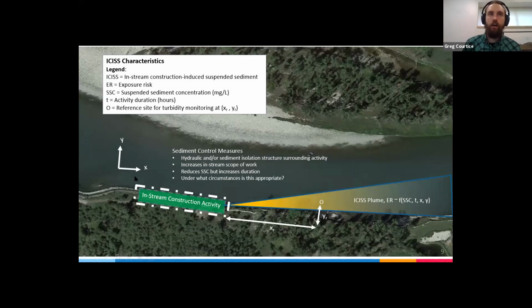So we have a footprint here that activities are taking place in, that releases sediment, and the exposure risk from that plume is going to be a function of the concentration, the duration, and the location that we're interested in evaluating that risk. So we usually have one or more locations where we're monitoring, and the prescribed exposure limits or compliance guidelines are going to be evaluated at that one or more points downstream.